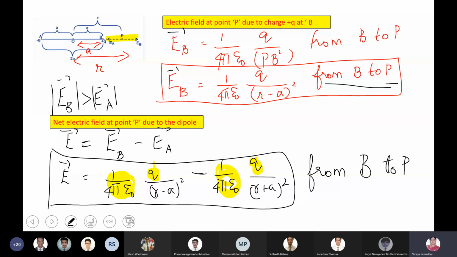Okay. Now, mathematics students, you know how to solve 1 by R minus A the whole square minus 1 by R plus A the whole square. I'll give you 2 minutes, solve this. Should I go for the next slide or should I wait here? Boys, should I go for the next slide or should I wait?